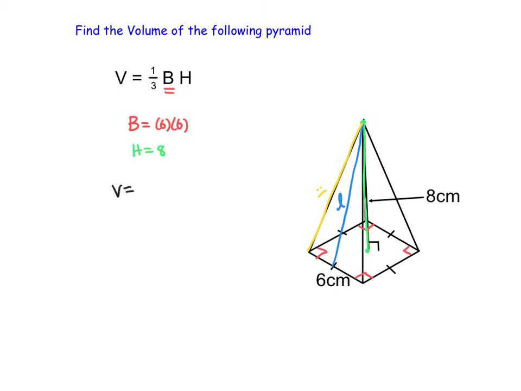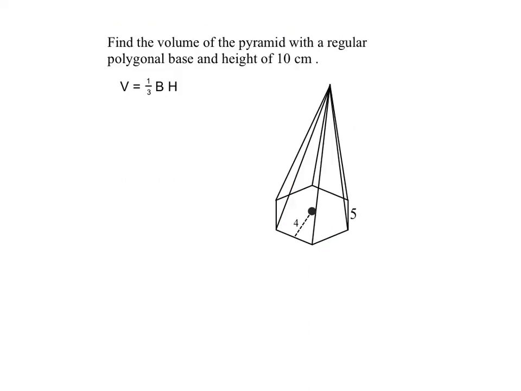So the volume of this particular pyramid, let me correct myself, would be 1/3 of 36, which is 6 times 6, times the height, which is 8. Well, 1/3 of 36 is 12. 12 times 8 ends up being 96 centimeters cubed. Cool. Let's look at another example.